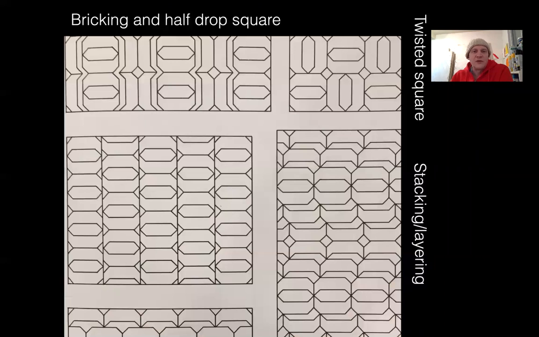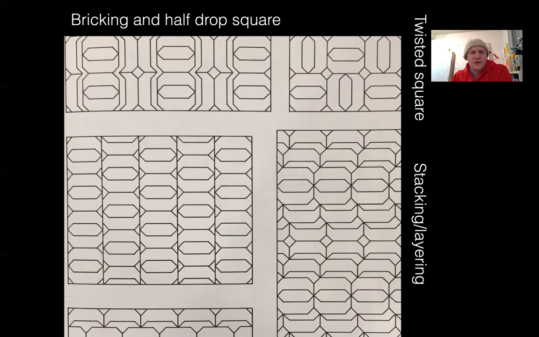So we can get even more complicated and do something like bricking and half dropping. So up at the top, you see bricking on the left. Lower than that, and the center left, you see half dropping. So that means that you've got a row up and down of one pattern. And the next row over, the next column over, you drop that down half a cell. It's the same pattern repeating, it's just dropped down a layer, a level.